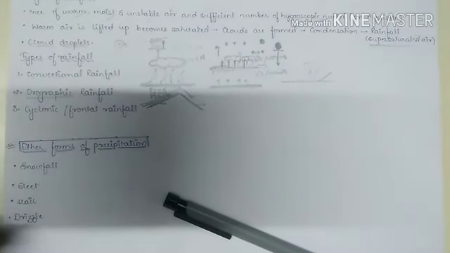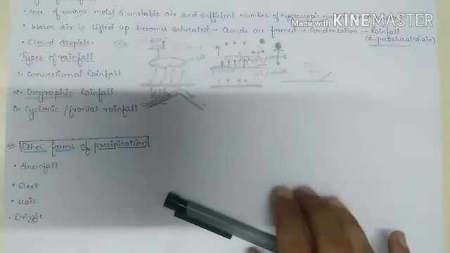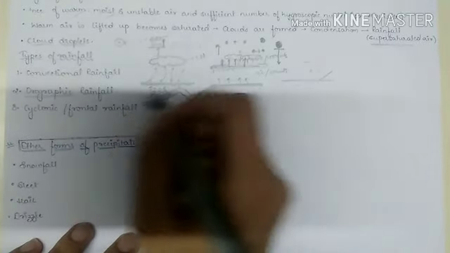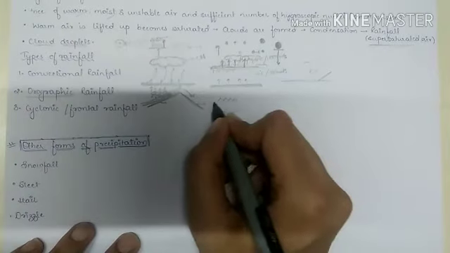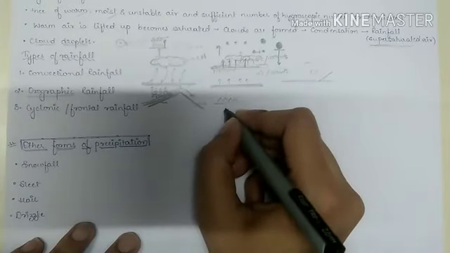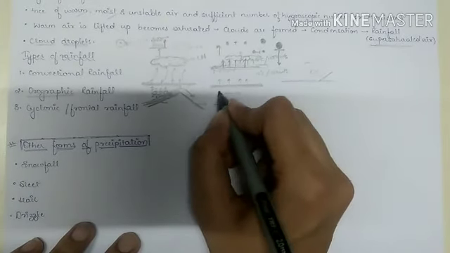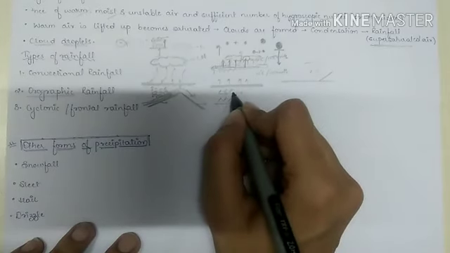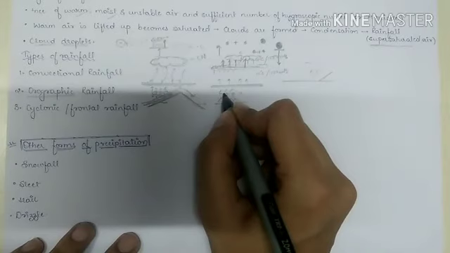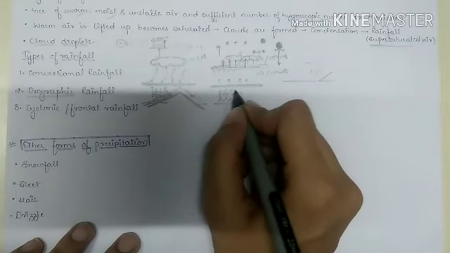Now there are various conditions which are to be fulfilled to have orographic rainfall. First of all, the mountain ranges should be closely packed, and they should not be parallel to the wind direction. They should be obstructing the wind direction. That is, they should be against the wind direction.